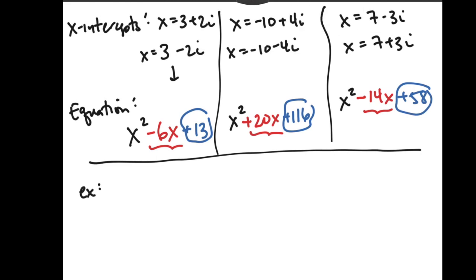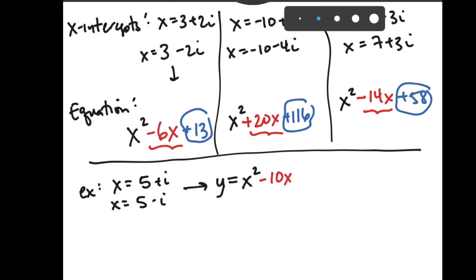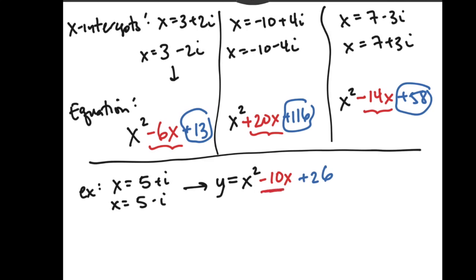So let's say I give you x equals 5 plus i and x equals 5 minus i. If you are able to figure out the shortcut, the answer will become y equals x squared minus 10x plus 26. So think about, where does this negative 10 come from? How can I get a 26 from a 5 and a 1?